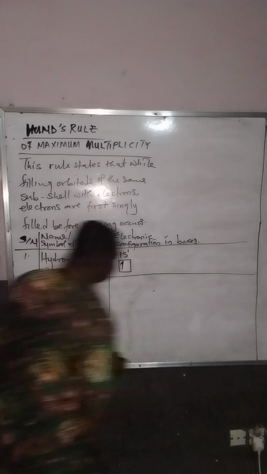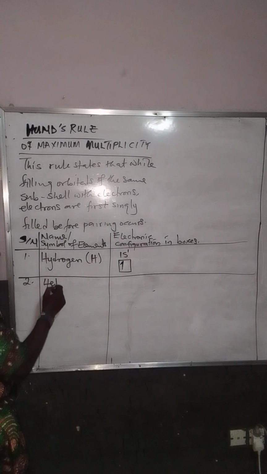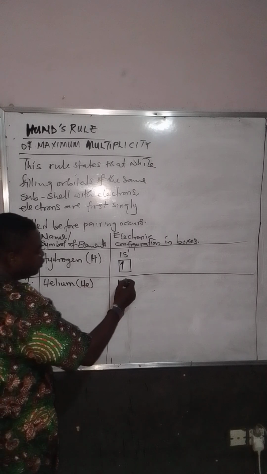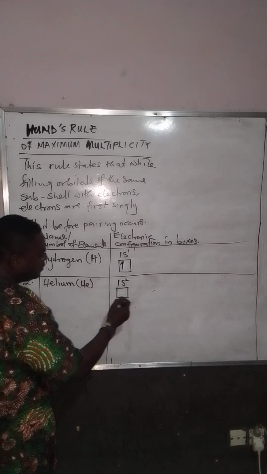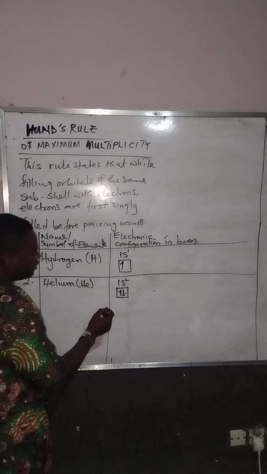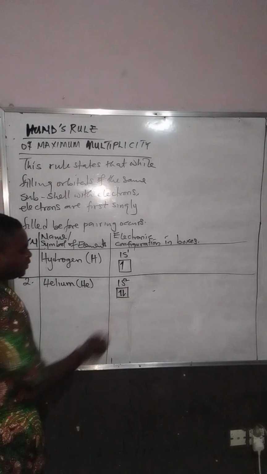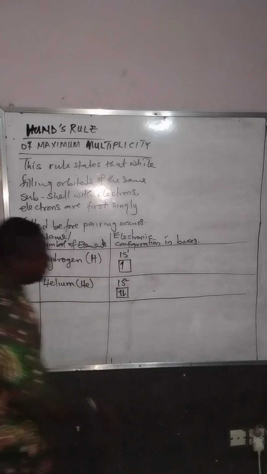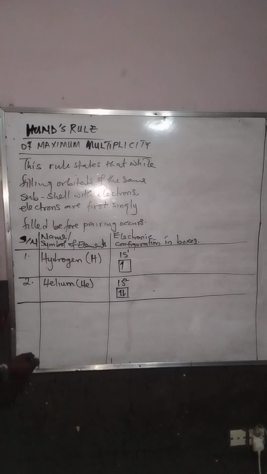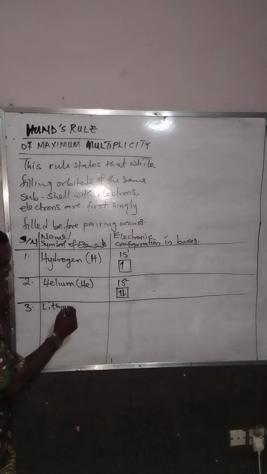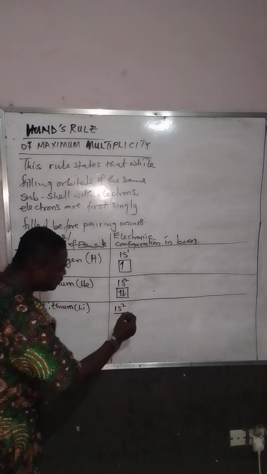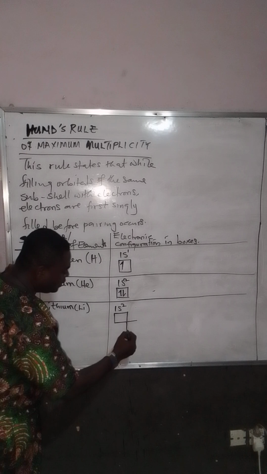Then the second one is helium, He. This one is 1s2. Then we have 1 arrow up, 1 arrow down: 1 arrow up for the first electron, 1 arrow down for the second electron. Why it is so, we are going to talk about in Pauli's exclusion principle. Number 3 is lithium, Li. And don't forget that lithium is 1s2, 2s1.